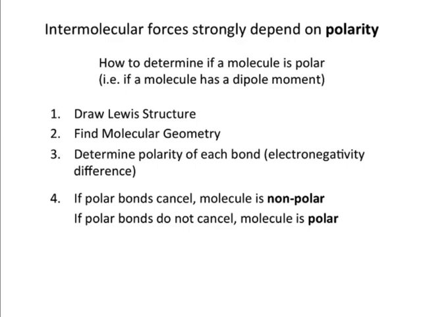So by way of example, if you have carbon dioxide, the Lewis structure looks like this. Now looking at each one of these bonds, carbon and oxygen have different electronegativities. Carbon has an electronegativity of 2.55. Oxygen has an electronegativity of 3.44. So oxygen being more electronegative, closer to the top right of the periodic table.